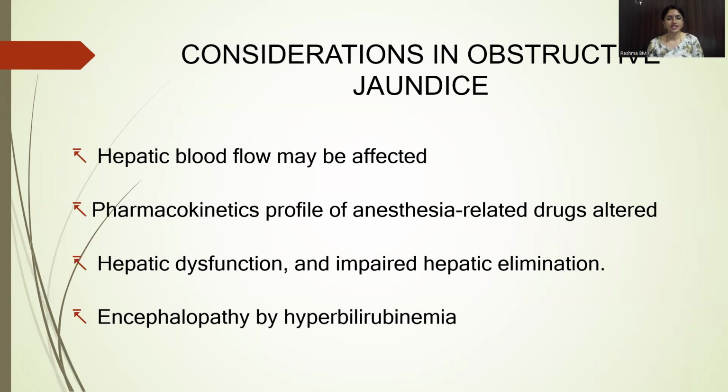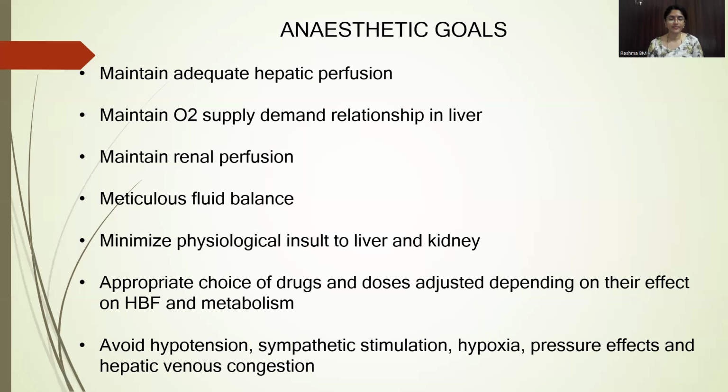Now, there are certain considerations in obstructive jaundice we need to know before going ahead. Hepatic blood flow is affected. Pharmacokinetic profile of anesthesia-related drugs is altered. Hepatic dysfunction and hepatic elimination is altered. There is encephalopathy because of hyperbilirubinemia. These patients may be posted for endoscopic retrograde cholangiopancreatography, Whipple's surgery, or any other unrelated emergency surgeries.